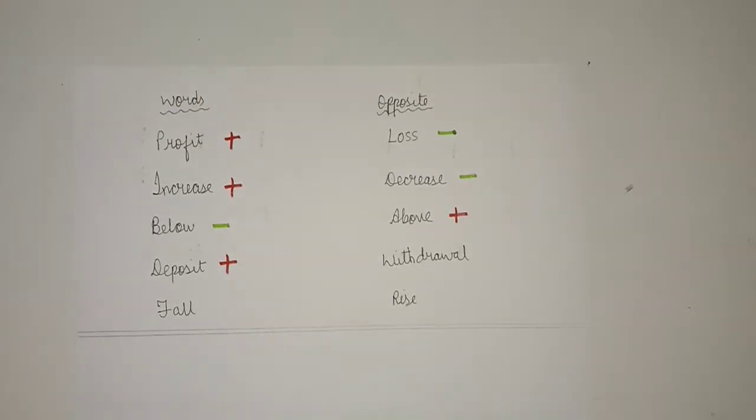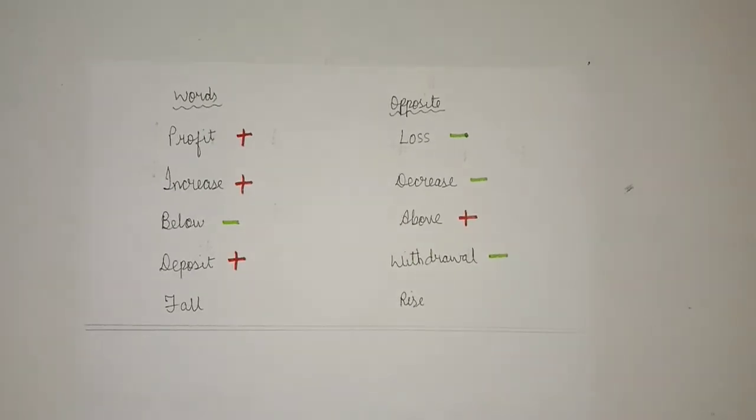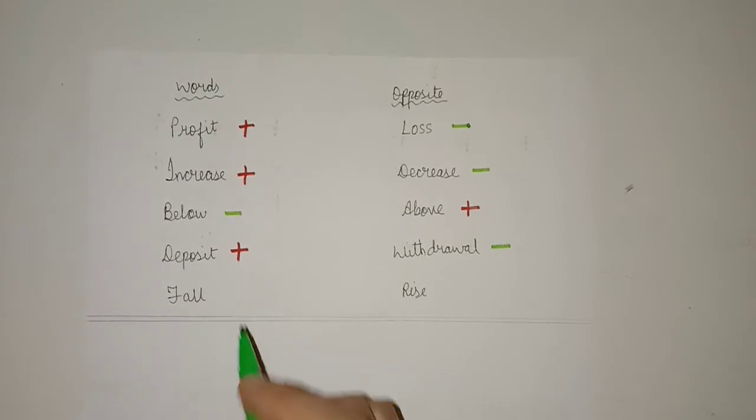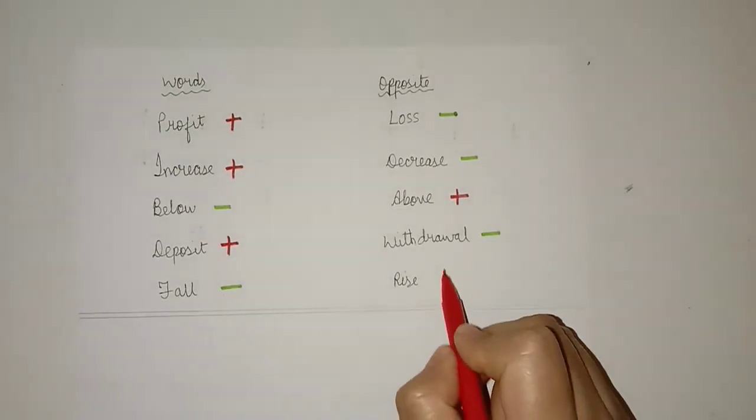And withdrawal, when you're taking out money from your bank account or from the money that you have already saved in a bank, there is becoming less money in the bank, isn't it? So it should be minus. And fall, when you fall down, it should be plus or minus sign? What do you think? When you fall, it should be plus? No, it should be minus. And rise, when you rise up, then it should be plus.